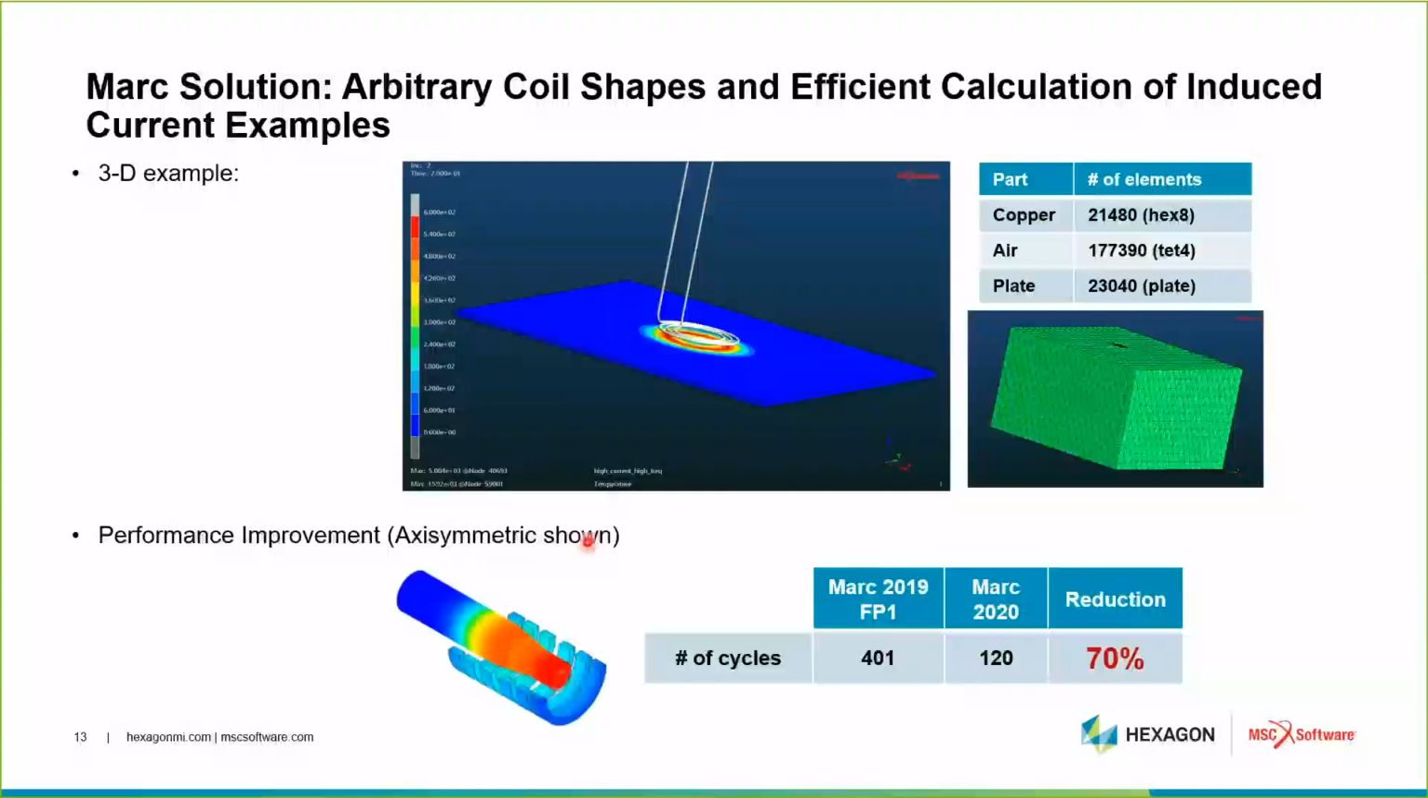Obviously, I could not show this kind of coil performance improvement because we couldn't do it in a previous release. But this is something we could easily do in previous releases. In Marc 2019 FT1, it took 401 cycles. In Marc 2020, the new release, it took 120 cycles. So we dramatically improved the efficiency of it, and we reduced it by 70%. That doesn't necessarily directly translate into 70% wall time, because there are other things that take time, but it's quite an improvement in the targeted area we wanted for induction heating.